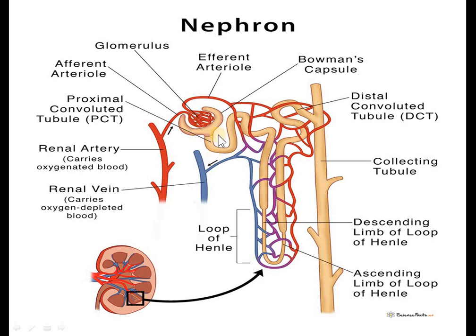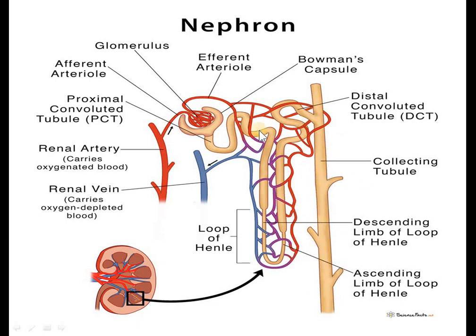Okay. Now this part, after the glomerulus, up to this end, is known as the proximal convoluted tubule, PCT. After that, this is known as the loop of Henle. From this point, this is the descending loop of Henle, and this is the ascending loop of Henle. So both together are known as the loop of Henle. After that, again there is one part known as the distal convoluted tubule, and this is nothing but the collecting tubule or collecting duct.